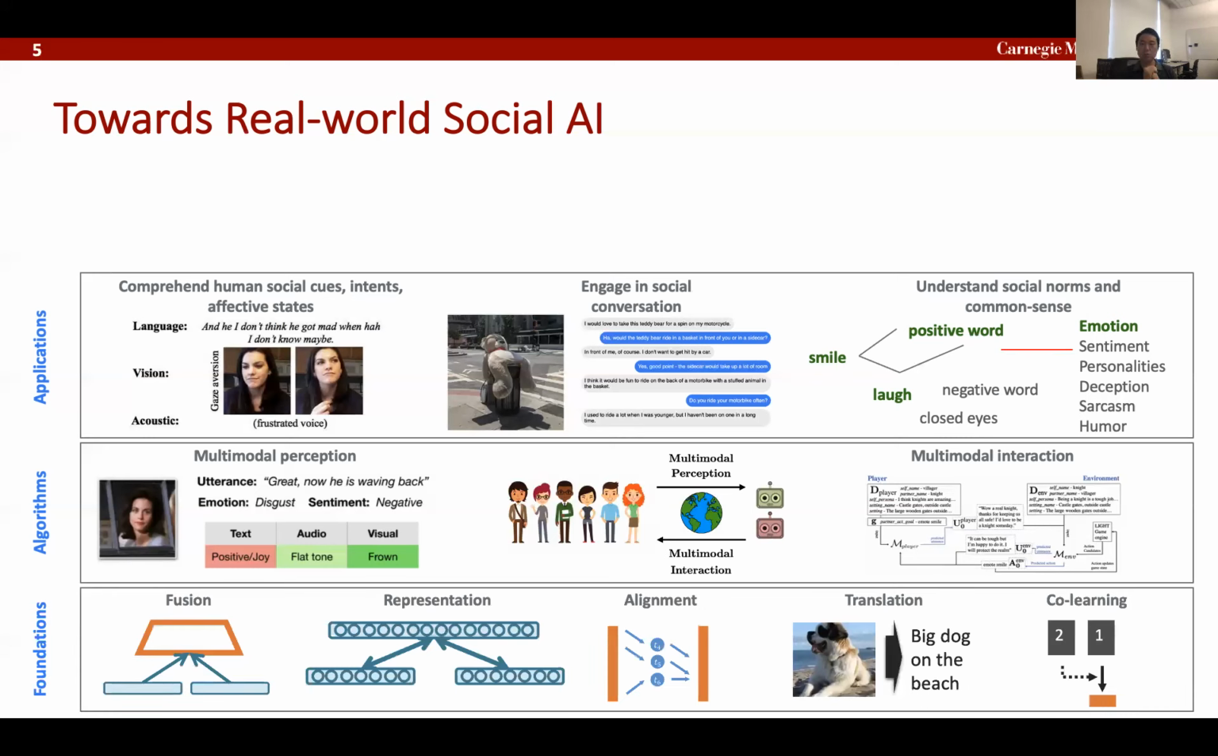In order to enable multimodal perception and interaction, there must be underlying foundations in multimodal machine learning, which spans the fusion of multimodal data, representing multiple heterogeneous sources, aligning one modality with another, translating from one modality to the other, and co-learning from multimodal data.